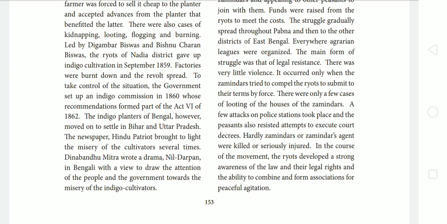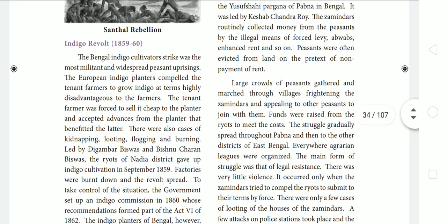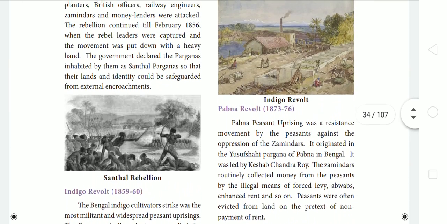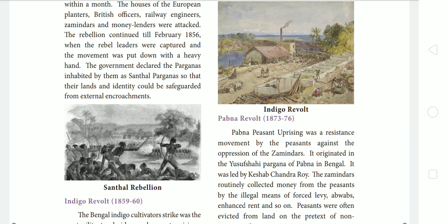Okay. So Dinabandhu Mitra wrote a drama named Nil Darpan. He wrote this drama in Bengali. For what purpose did he write his drama? To draw the attention of the people and the government towards the misery, that is, the struggles which were faced by the indigo cultivators. Okay, so this is the indigo revolt. Next one, you can see the picture of the indigo revolt here.